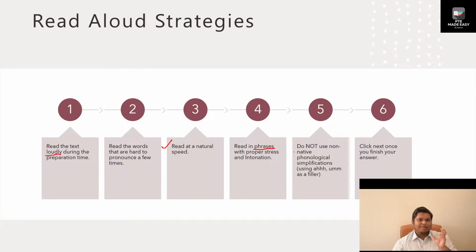These fillers will be counted as content, which is of course not good for your speaking score or even reading score.